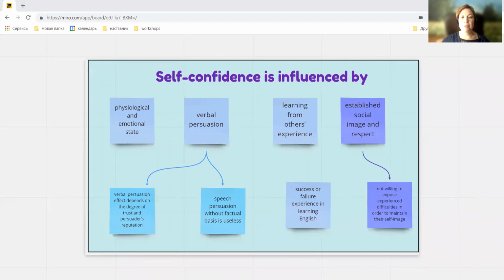And now, let's examine it together. Firstly, success or failure experience in learning English plays a crucial part in developing students' self-confidence. The past achievement experience has the greatest impact on self-confidence. Successful English learning experience will improve students' self-confidence. On the contrary, repeated failure of English learning experience will reduce it.